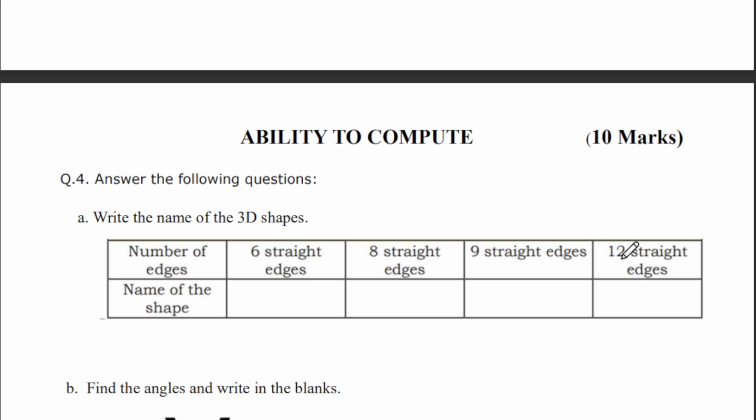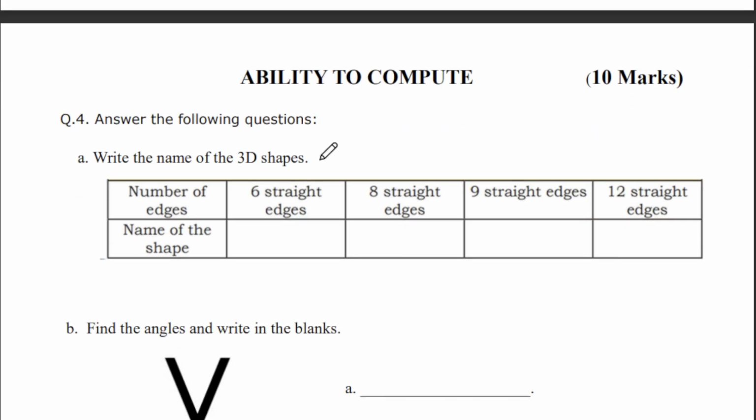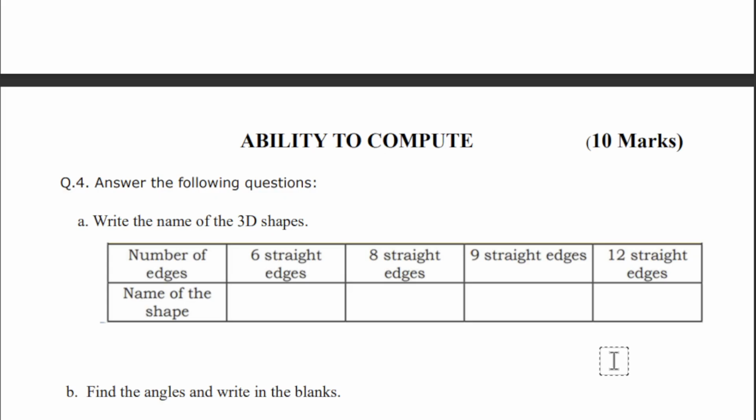Next, ability to compute. Answer the following questions. Write the name of the 3D shapes: 6 straight edges, 8 straight edges, 9 straight edges, and 12 straight edges. We will write one by one and I'll show you how it comes. This is exactly the same question from your book, chapter number 1, Shapes Around Us. First one I'm going to write is triangular pyramid, 6 straight edges.